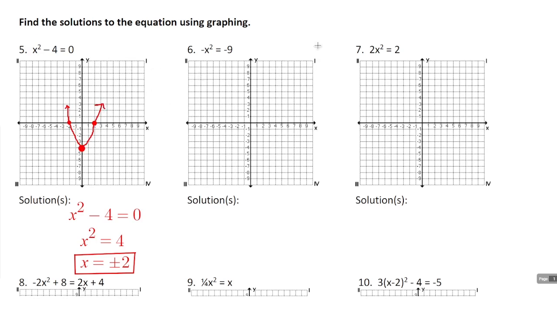For number 6, start with the vertex here. I'm going to put this in standard form by adding x squared to both sides. So I'll have 0 equals x squared minus 9. Now I can solve it just like number 5.